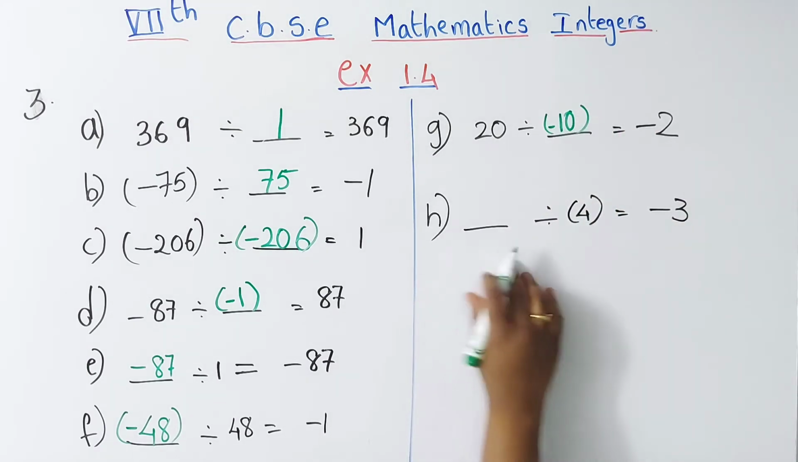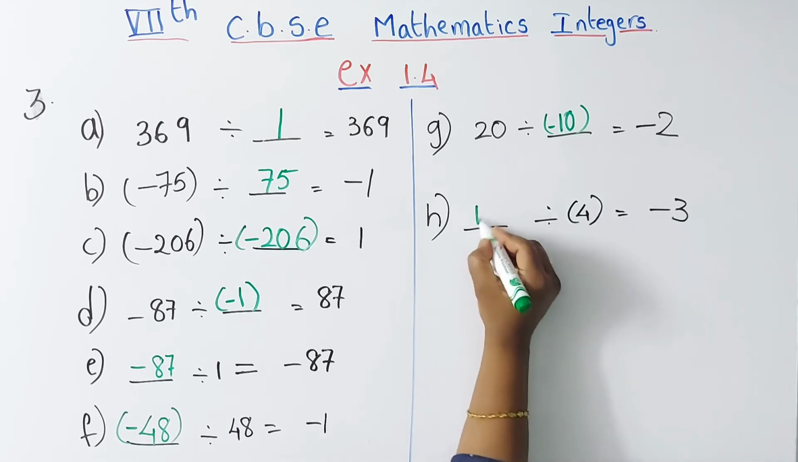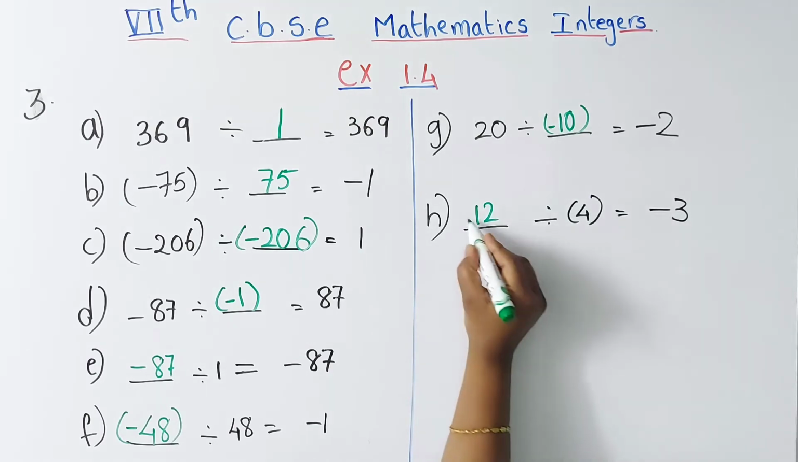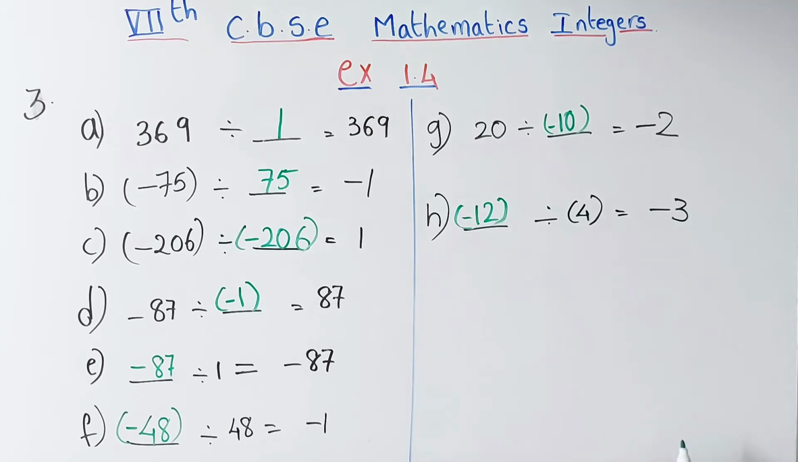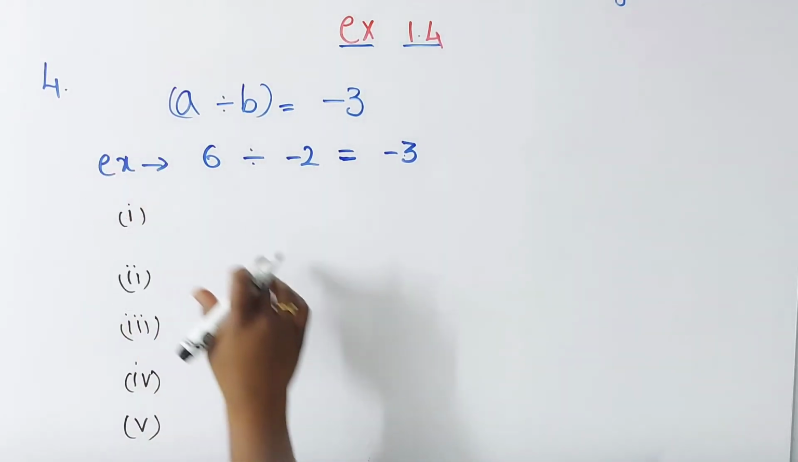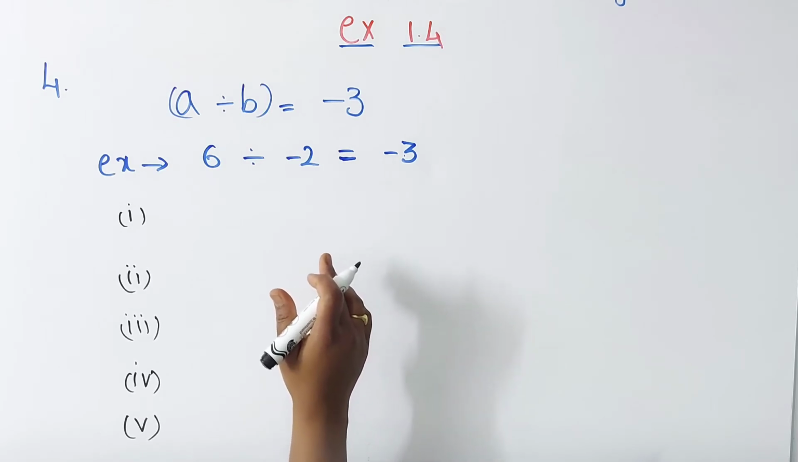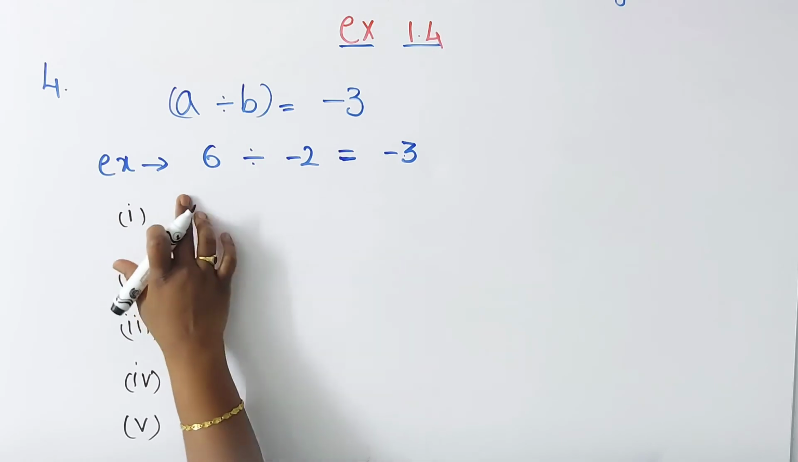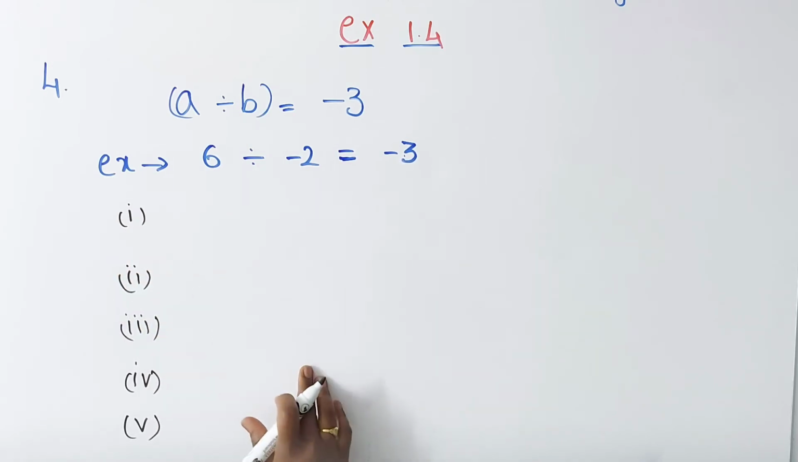Question H, dash divided by 4 equal to minus 3, children. 12 divided by 4 equal to 3. But here in the answer minus is there. So minus 12 divided by 4 equal to minus 3. Clear, children? Question number 4, children, write 5 pairs of integers a, b such that a divided by b equal to minus 3. They have given already an example. One example here, 6 divided by minus 2 equal to minus 3. We have to write some more.